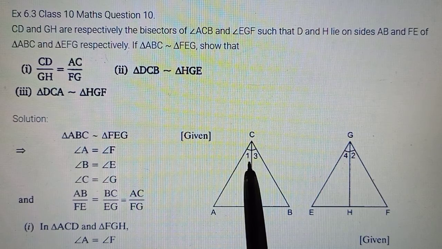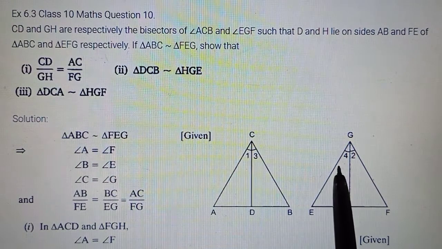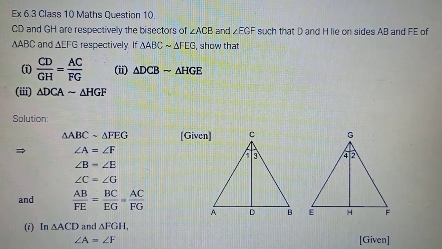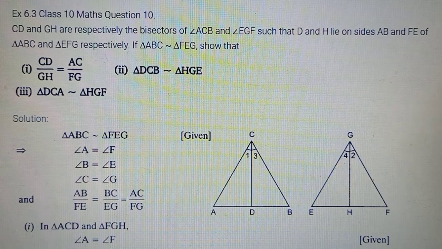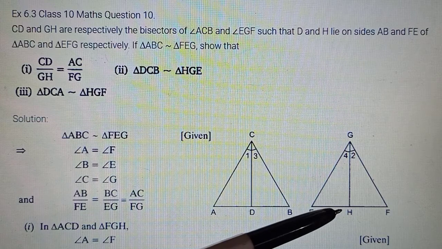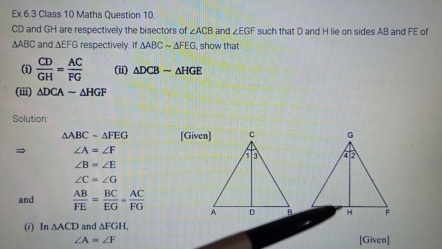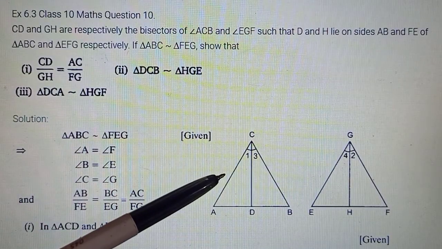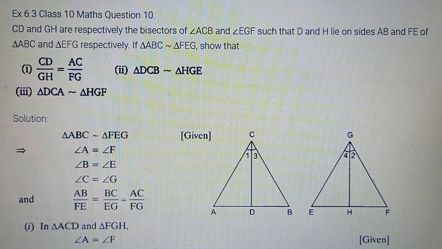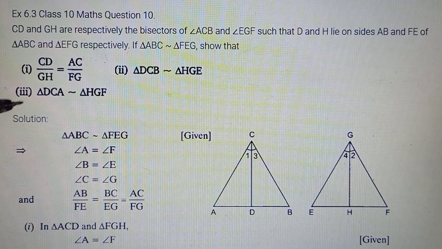Bisectors, angle bisectors means this 1, 3, 2, 4 shown to you, these will be equal to each other. Okay, bisector dividing into two equal parts, and then these bisectors are meeting the side opposite at D in the first and at H in the other. Okay, so the figure was simple to draw. Then you had to prove that these two triangles are said to be similar, and then these three things need to be proved.